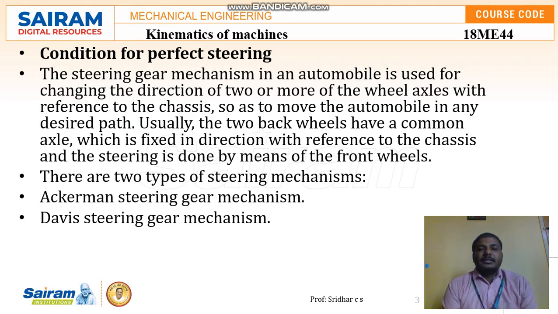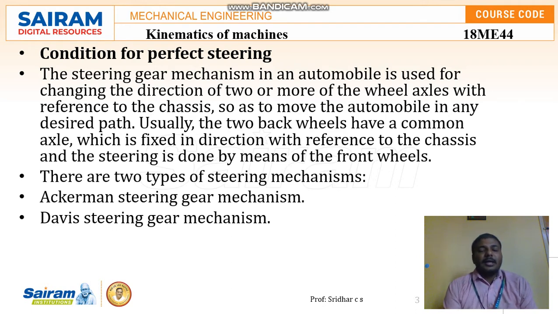The steering gear mechanism in an automobile is used for changing the direction of two or more wheels. Normally, to change any direction, we require two or more wheels. The vehicle normally has four-wheel axles with reference to the chassis, so as to move in a desired path. We know that the two back wheels have a common axle, which is fixed together for both the wheels. Only the front wheels have two separate axles, which are fixed in the direction with reference to the chassis, and the steering is done by means of the front wheels.